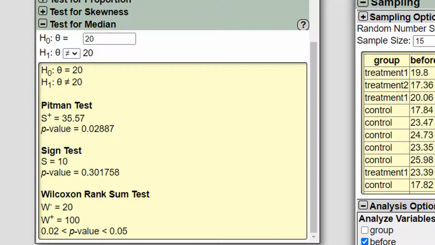We have the positive ranks and the negative ranks, and then in this case I think we're looking at the greater of the two, the W plus, which is the sum of the positive ranks. Anyway, it has its own distribution. I don't want to get too bogged down in the details because I'm just showing you what StatPowers does. So you get p-values for the Pitman test, sign test, and Wilcoxon signed rank test. This is for when you have one variable and one sample.